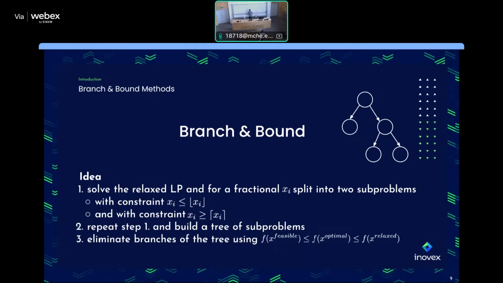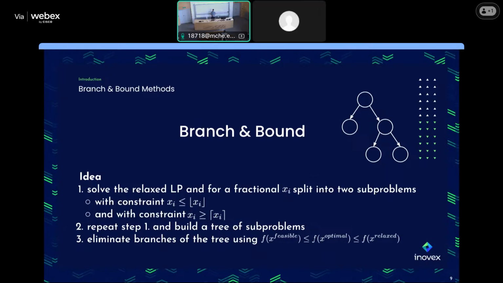And branch and bound has a similar idea. So again, you solve the relaxed linear problem. And now you look at your vector. And for all components that are fractional, that are xi, you round up and down, and you add additional constraints for those components. And by this, you build a huge graph.